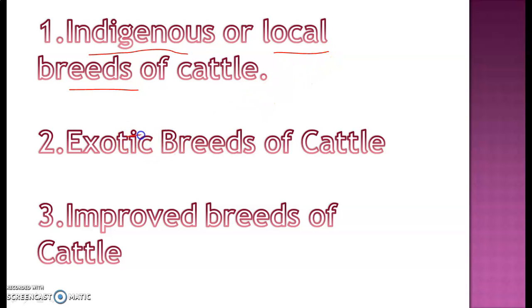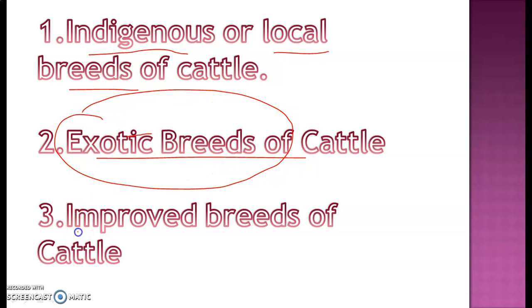Next we have exotic breeds of cattle. Children, exotic breeds means those breeds which have been imported from abroad, and we rear, that is domesticate, those breeds in India. It means we brought them from outside, but we reared them in India, domesticated them and tamed them. So those breeds which are imported from abroad are termed exotic breeds. Examples are Brown Swiss, Jersey and Holstein. All of these are exotic breeds of cattle.